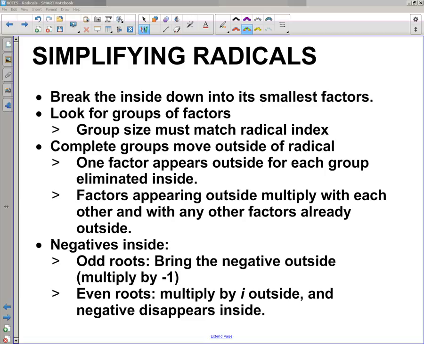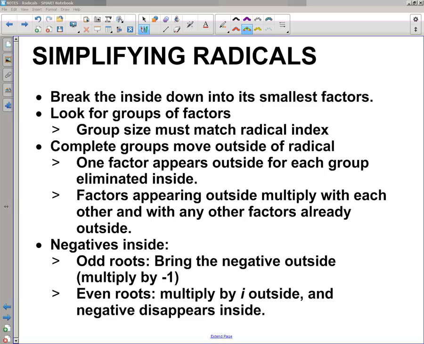If we're talking about a square root, that would be a radical index of 2. If we're talking about a cube root, it would be a radical index of 3. If we're talking about a fifth root, that's a radical index of 5. And we would be looking for a group size to match that radical index. Any groups that we can find, we're going to be able to move to the outside of the radical. Now for each group, you only get to bring one of that factor onto the outside, but the entire group would be eliminated on the inside.